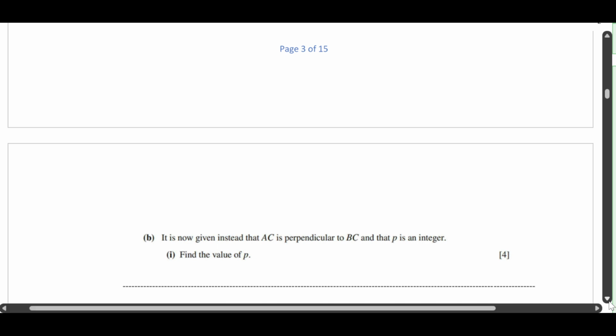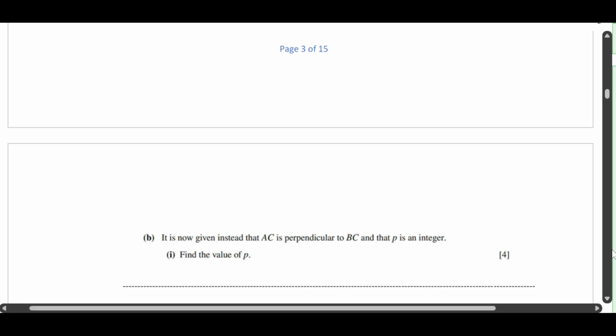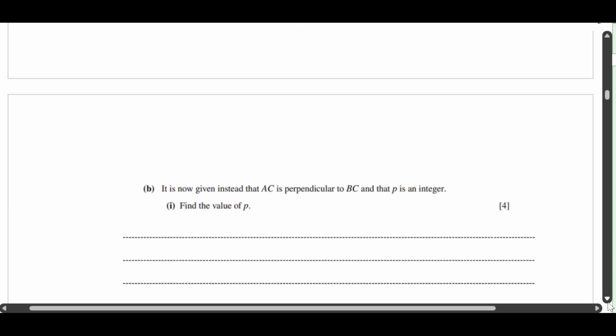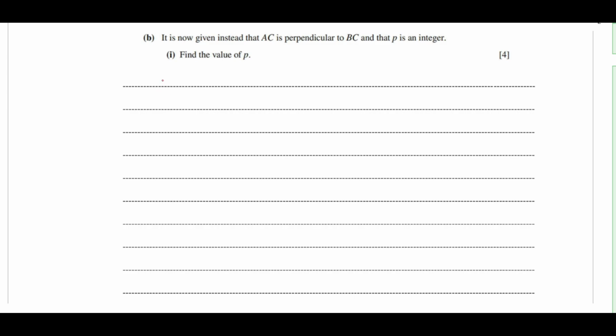Now AC is perpendicular to BC is given. That means the product of the slope of AC and BC will be equal to minus 1. Right? So the slope of AC, that is m of AC, times m of BC, since they are perpendicular, is equal to minus 1.